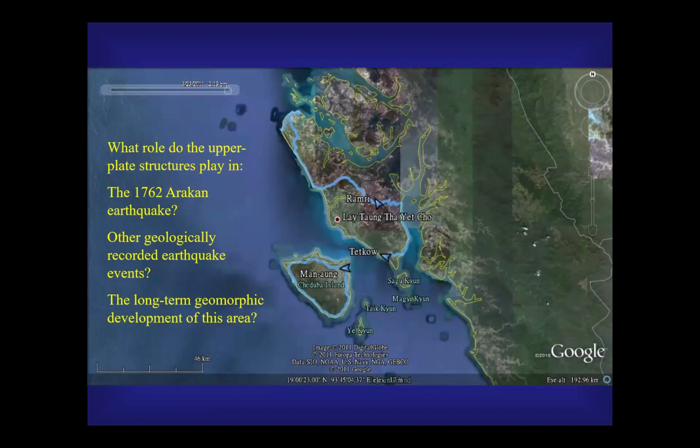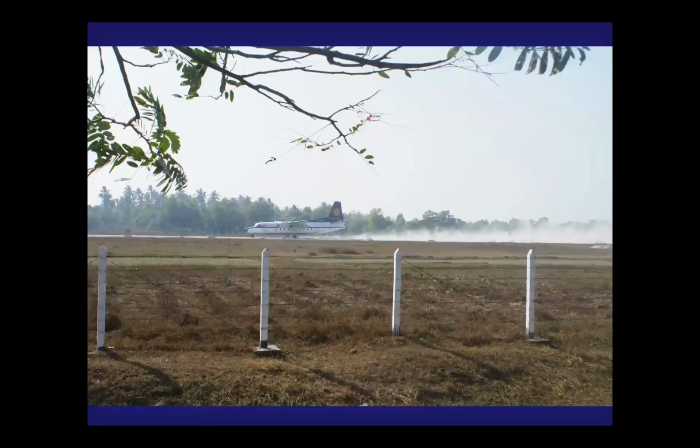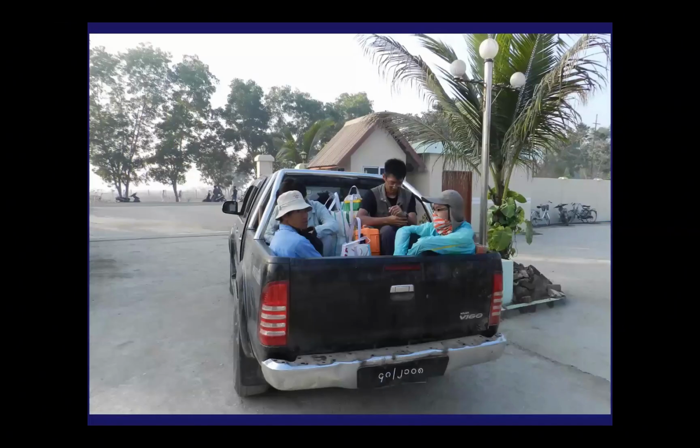Okay, so let's begin. First, we have to fly there, right? So we fly to Ramari. I believe we fly into the Jiaoqiu airport. And then during the field trip, we have to use a lot of different transportation.